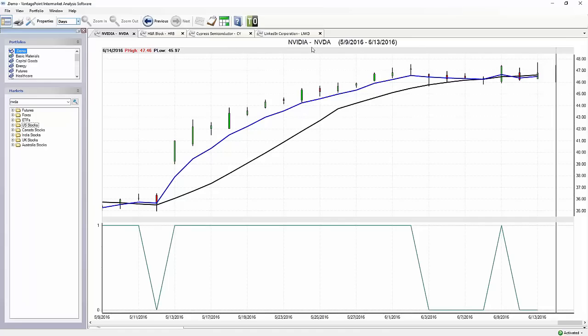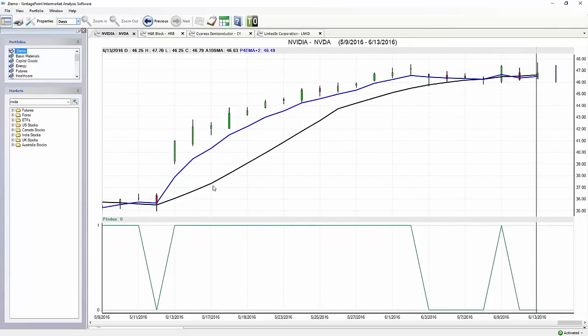So I have this chart here for NVIDIA. I see I have a couple of questions coming in, so let me go ahead. I want to explain everything that we see on this chart. Starting at the top, against the price data, you're going to see that we have a blue line and a black line, and this is very, very important now.